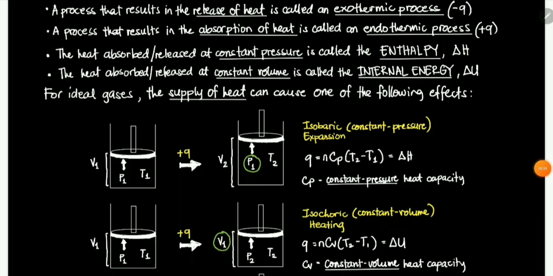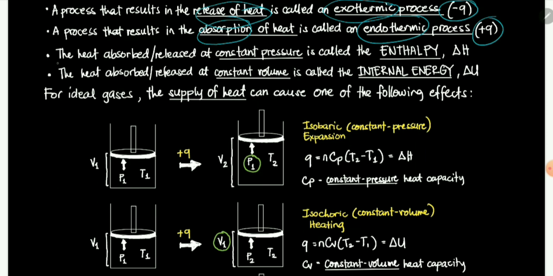Okay? So now mag-define naman tayo ng mga parameters and processes na associated with the input or output of heat. Okay? So a process that results in the release of heat is called an exothermic process. So kapag exothermic, release of heat, so therefore negative ang Q. So a process that results in the absorption of heat naman is called an endothermic process. So kapag endothermic, nag-absorb ng heat yung system, that's positive Q.